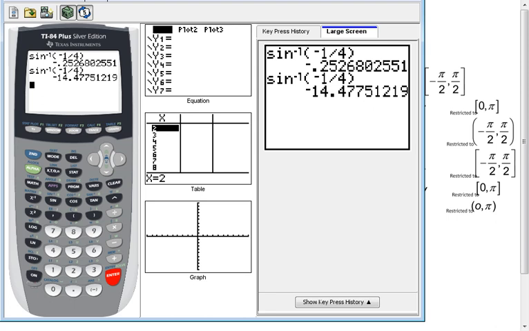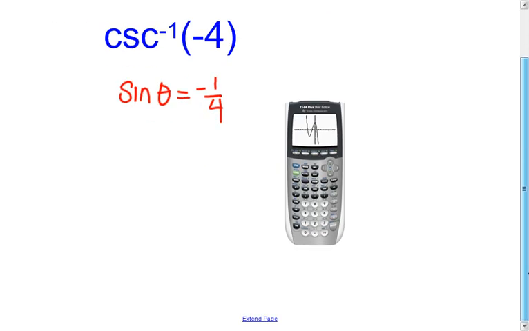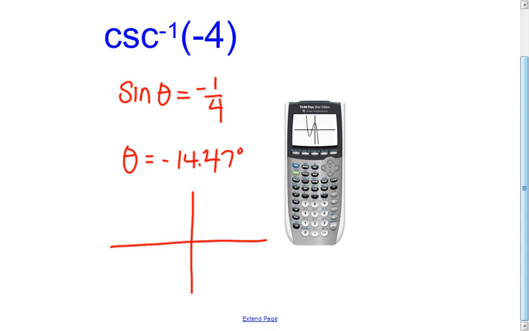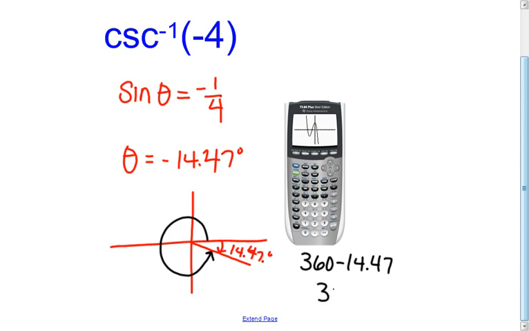Now, you need to know this. I never want your answers in negative angles, okay? You have to give me your answers in positive angles. So for this particular one, I got -14.47 degrees. But you need to think about where that is on your unit circle. So -14.47 means you rotated 14.47 down this way. Okay. But I want that angle as a positive angle. So I want this distance right here. So to figure that out, you're going to go 360 minus 14.47, which of course will give you 345.53 degrees.